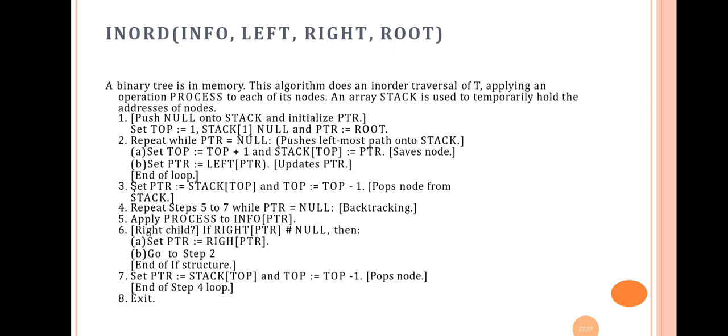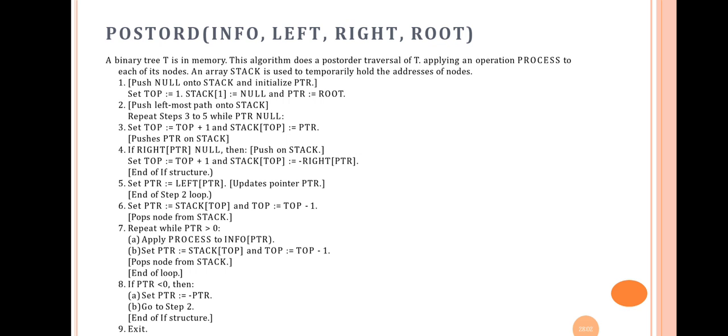And next is in-order. Here also we have info, left, right, and root. A binary tree is in memory. This algorithm does an in-order traversal of T, applying an operation process to each of its nodes. An array stack is used to temporarily hold the address of the nodes, same as in-order and pre-order. Here is post-order. It is the same as this, but the algorithm will be changed.